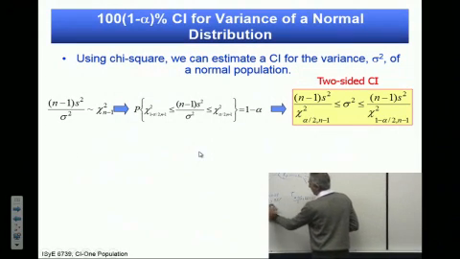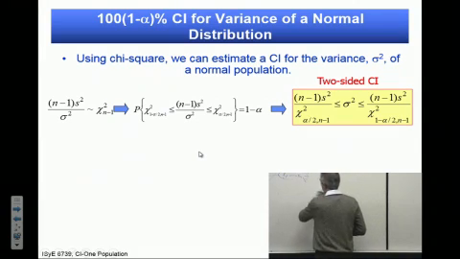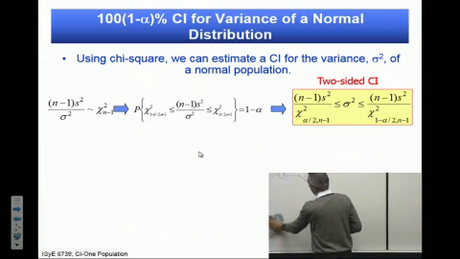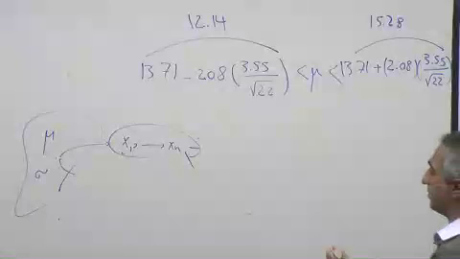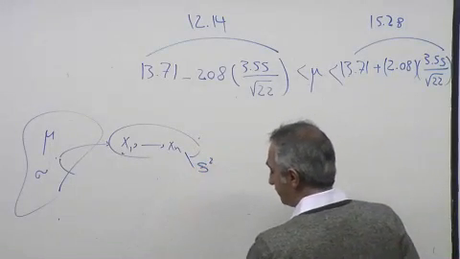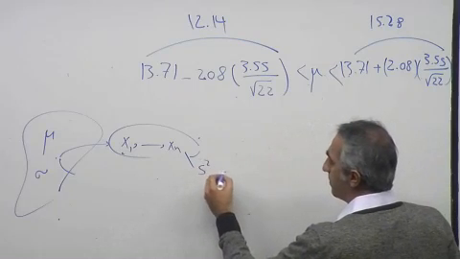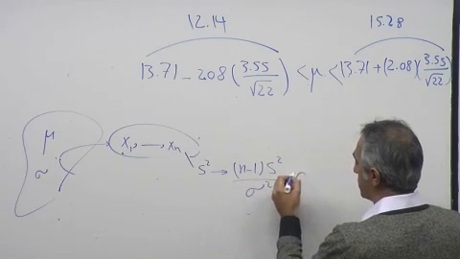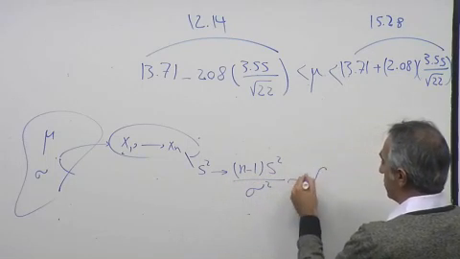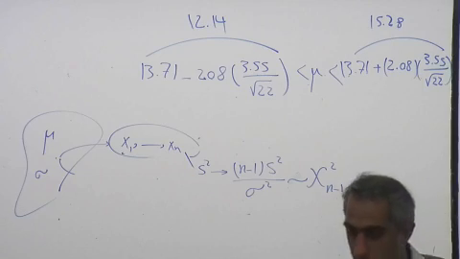In a case that we have, again, a normal population, and we want to find a confidence interval for variance, not mean. Okay? So what we do, we take a sample, we calculate S squared, and we know that n minus 1 S squared divided by sigma squared follows a chi-square distribution with n minus 1 degrees of freedom. Okay?